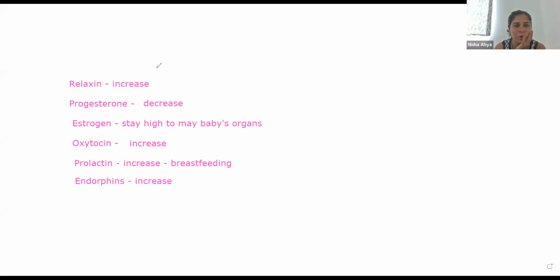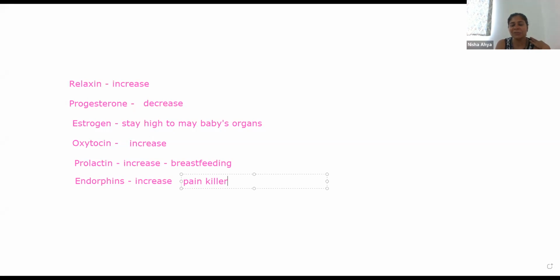Endorphin levels increase. What is the function of endorphin during labor? To reduce the stress. It's like pain resistance. Yes, it helps in reducing your pain. So it is a natural painkiller. Like when you exercise, you are giving stress to your body, but because of endorphins, you do not feel the stress.